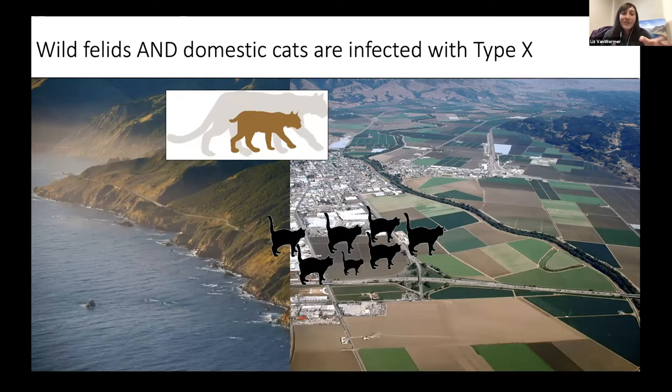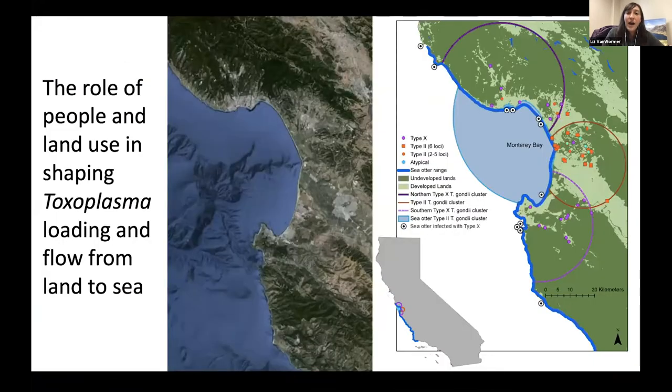And we know that both domestic felids and wild felids can cross across developed and undeveloped landscapes, right? They could be more in one system, but you could find domestic cats in wildlands, and you could find mountain lions and bobcats coming into agricultural areas, for example. So we wanted to understand, what does this mean for toxoplasma in the landscape and for sea otter exposure? And so when we look at it, not only do we see that there's type X infection in these domestic hosts and wild hosts, we also see that it's more common in wild felids, right? It's more commonly seen in areas that are dominated by mountain lions and bobcats.